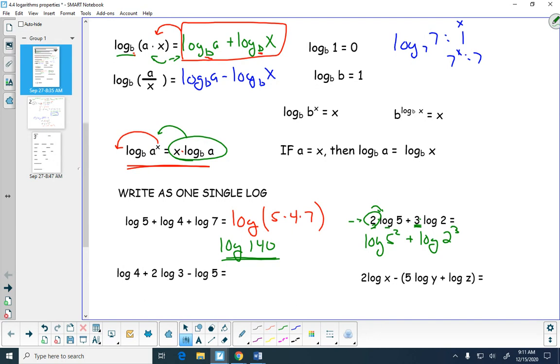So now we want to combine both of these logs together. We have addition there. So if we have addition, Tess, what are we going to have to do to combine these into one log? Multiply the 5 squared and the 2 to the third. Okay, so we have 5 squared times 2 cubed. So we have 5 squared, which is 25, times the value of 8. So we have the log of 200.